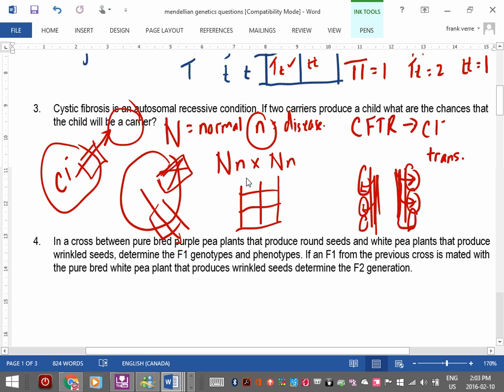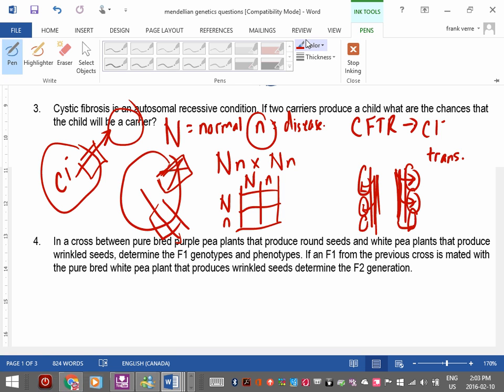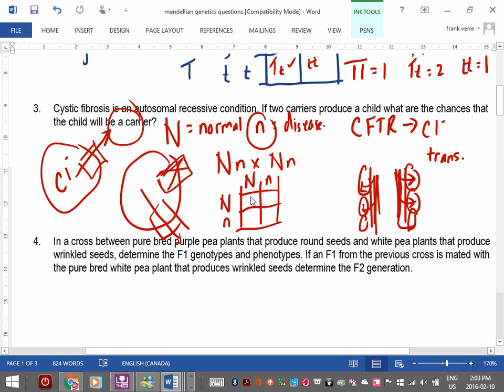No, it's not, because you have a big N or a little n, so that's going to give us the exact same pattern as the one we just looked at. You'll have homozygous dominant, you'll have heterozygous, and you'll have someone with disease.